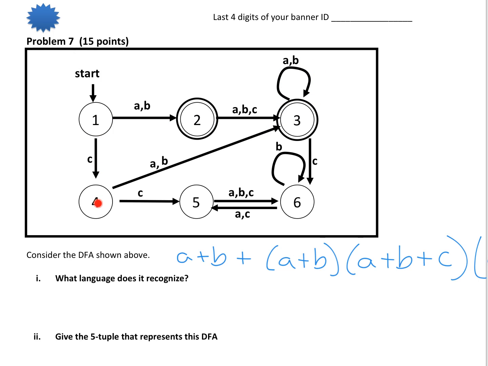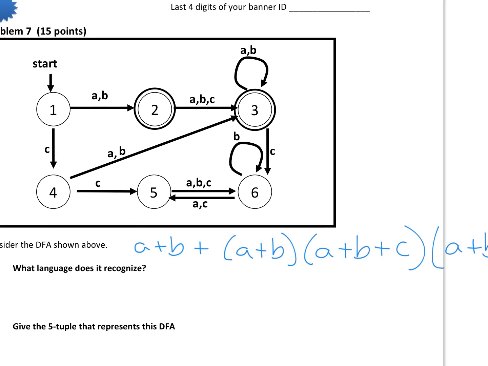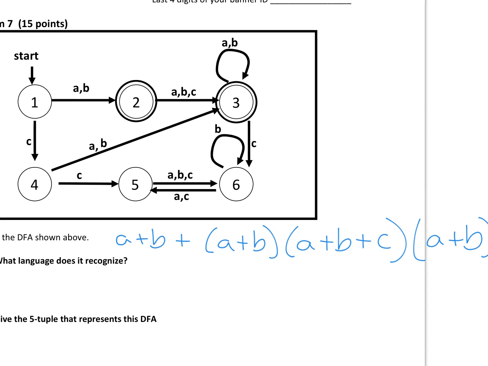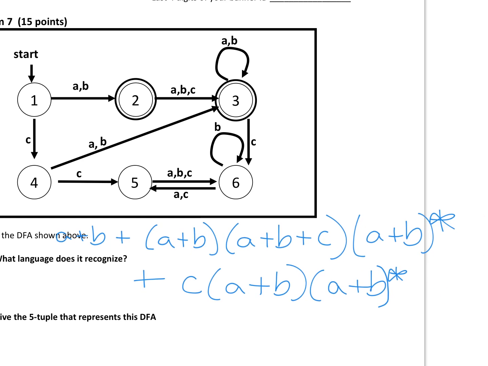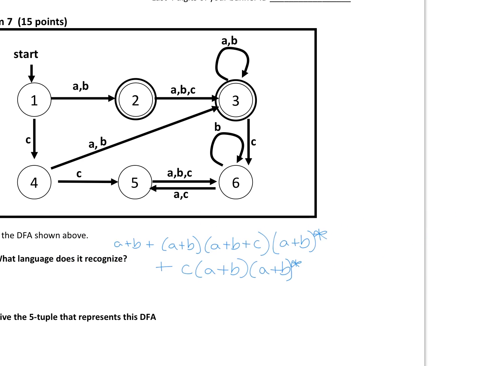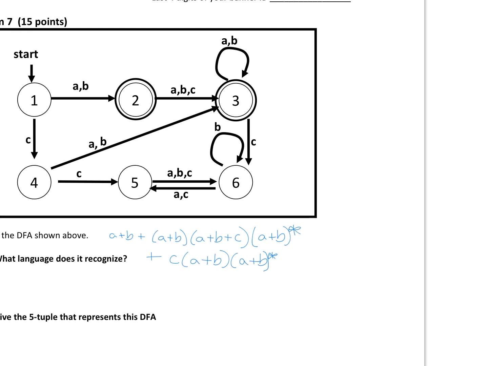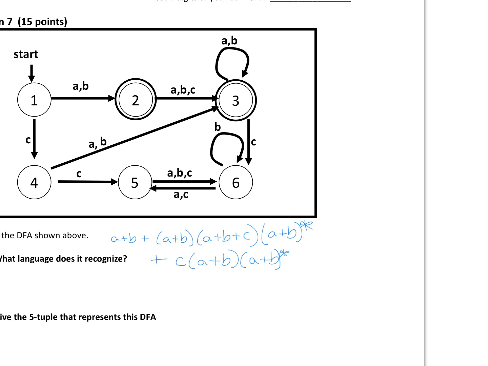We've also got this path down via C, right? So it takes a C followed by an A or a B and then as many A's or B's as we want. So we'll add to this language a C followed by an A or a B followed by (A plus B) star. Oops, there we go. So let me shrink this so we can see it a bit.